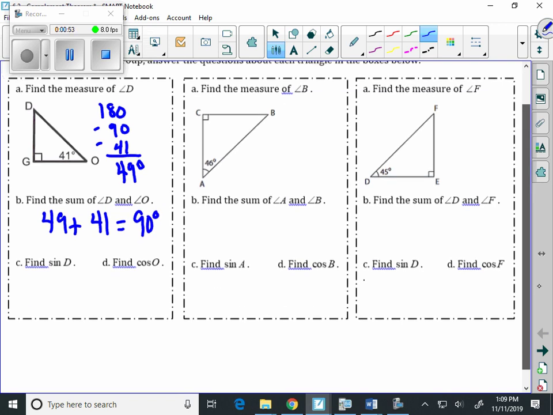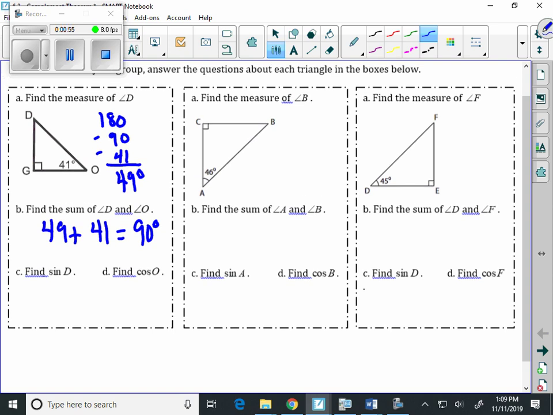Well, we want to find the sine of angle D, and we don't have any side lengths. But if we look at D here and label this triangle, we've got the hypotenuse over here. Across from angle D is the opposite, which means that this is the adjacent. So the sine is going to be the opposite, which has a length of GO, and the hypotenuse is DO.